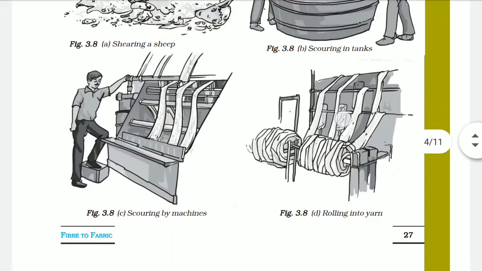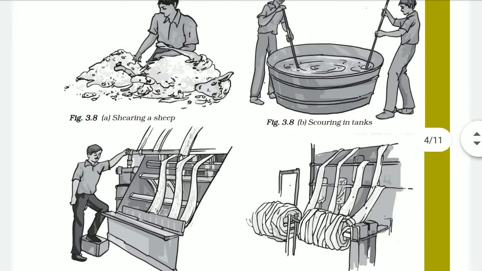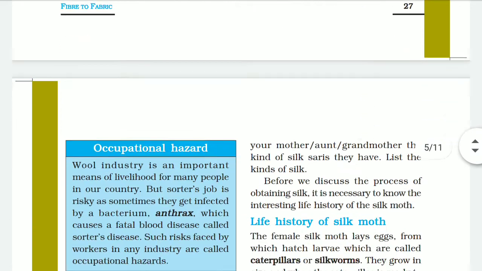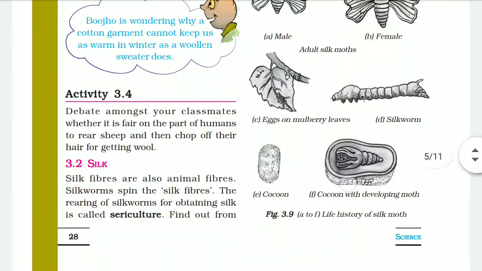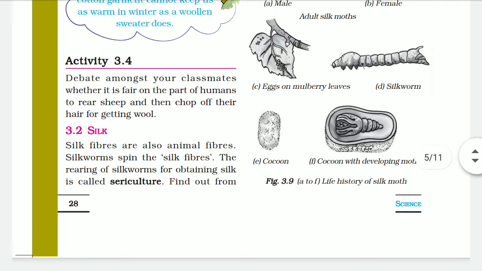So these are the processes, right? Shearing, removing the hair, scouring in the tank and scouring by machines, and rolling into the yarns. In activity 3.4, the classmates are debating about rearing the sheep and chopping off their hair for getting the wool. Now the next section is silk.